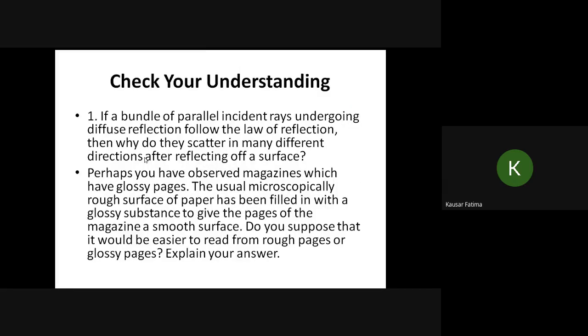Now there are two questions. You just have to check your understanding. If a bundle of parallel incident rays undergoing diffuse reflection follow the laws of reflection, then why do they scatter in many different directions after reflecting off a surface?